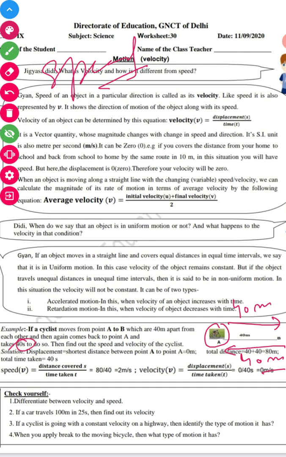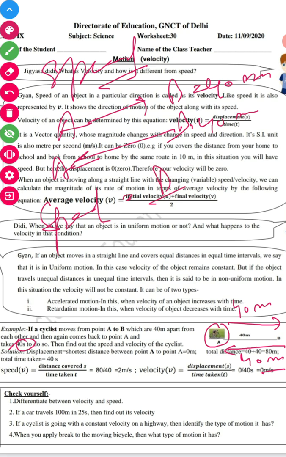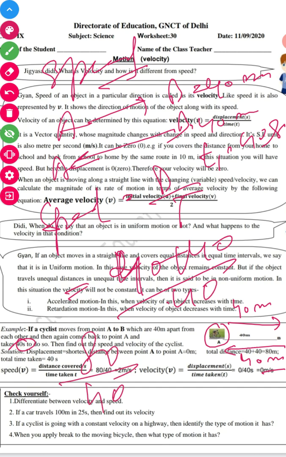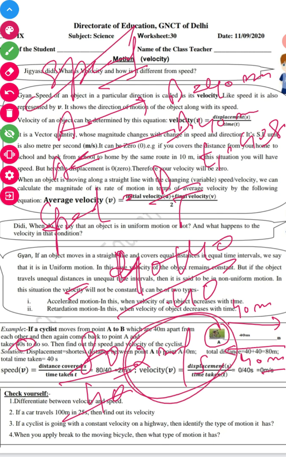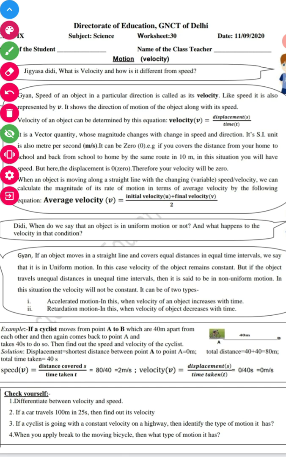So first he covered A to B, 40 meter. Then B to A, again 40 meter, right? So speed is equal to distance upon time. Distance is 40 plus 40 divided by time, 40 seconds. So we have 80 divided by 40, 2 meter per second. This is your speed.